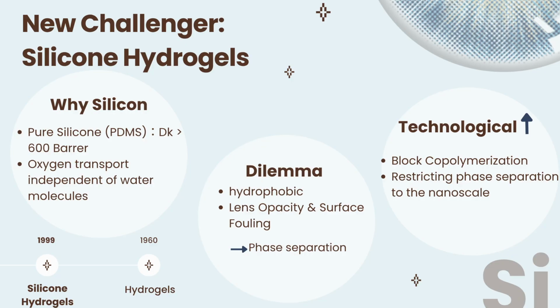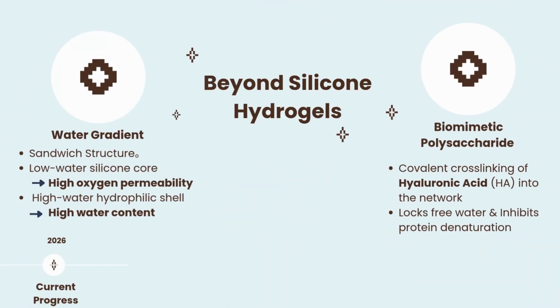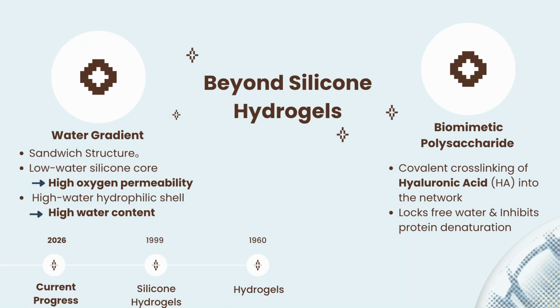To resolve this, block copolymerization was introduced as a technological breakthrough, restricting phase separation strictly to the nanoscale to keep the lenses optically clear. By 2026, the industry transitioned from uniform material blending to highly sophisticated surface and bulk differentiation, notably through water gradient technology.